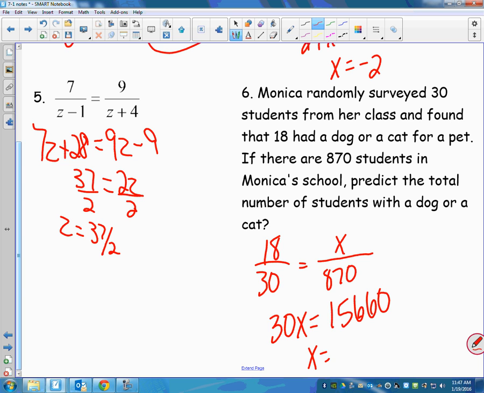So when you solve that, 522. If you would have solved that and you got a decimal, you would just round, right? Like you wouldn't say 522.7 people.